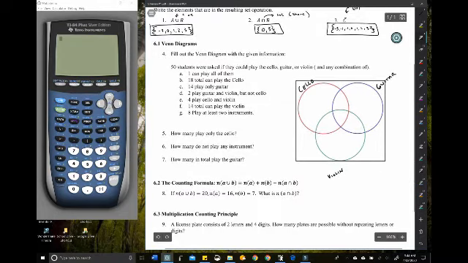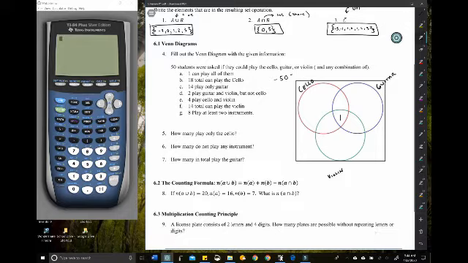Something that might be a little more challenging, the Venn diagrams. Fill out the Venn diagram with the given information. They won't be the super challenging ones, but just to give you an idea as to what to expect. 50 students were asked if they could play the cello, guitar, or violin. So right off the bat, I know 50 is the entire thing, the whole thing. One can play all of them.